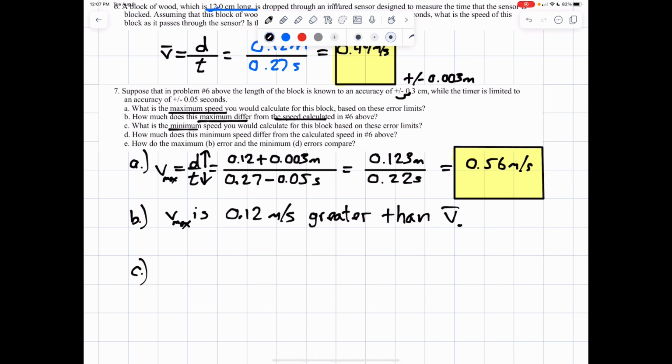Okay, now in part C, it's asking us to calculate the minimum speed. Now, how do we do that? Well, V min, same idea. We're using distance over time, but this time to get the lowest possible speed, we want the lowest possible numerator, distance, with the highest possible denominator, time. That means in this combination, we're going to use the minus 0.03 meters and the plus 0.05 seconds.